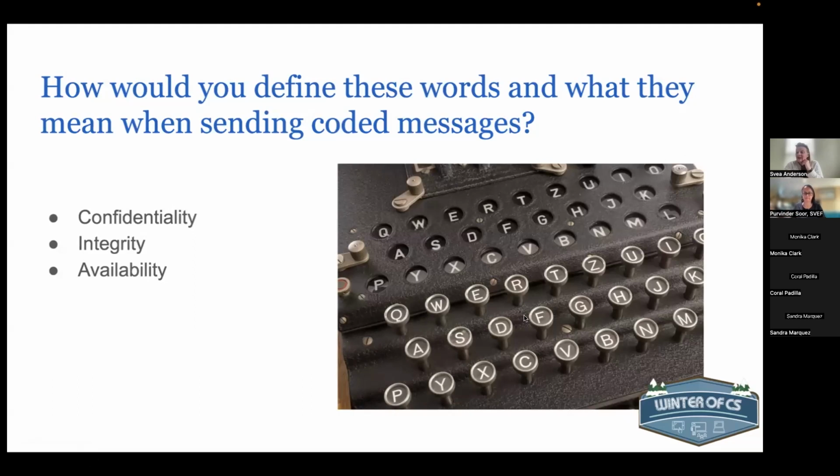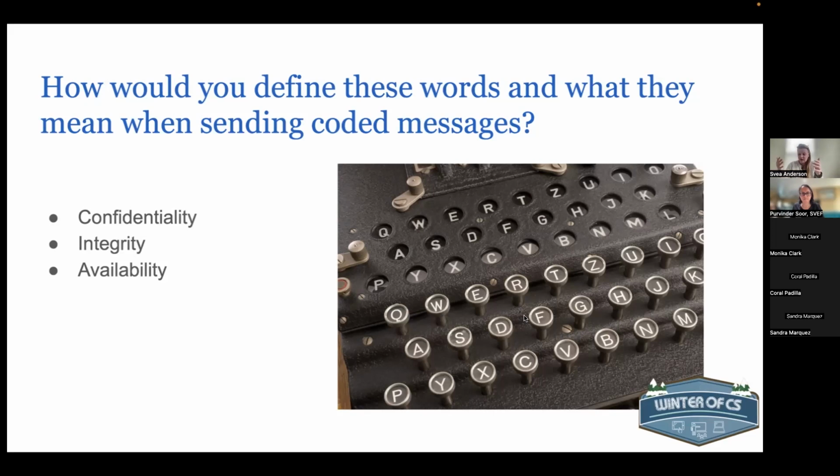Well, I was just thinking those three words, if you're going to send a message confidentially, it's only intended for one person, the person you're sending it to. Integrity, you're doing it with respect, you're doing it with meaning, you're not just doing it just for fun. And availability, the other person needs to be able to break that code. If you're sending it a code, they need to be able to receive it and read it and not look at it going, what in the world did this person just send me? Yeah, perfect. Thank you so much.